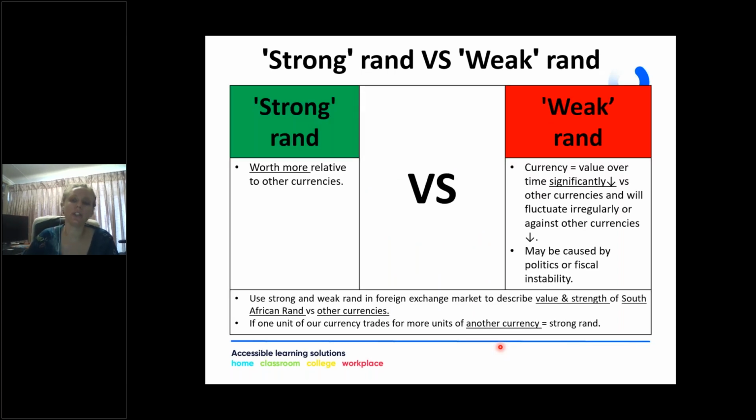Then we're just quickly going to look at when we talk about a strong rand and a weak rand, specifically in the South African context. So if we look at a strong rand, it means that it's worth more relative to other currencies.